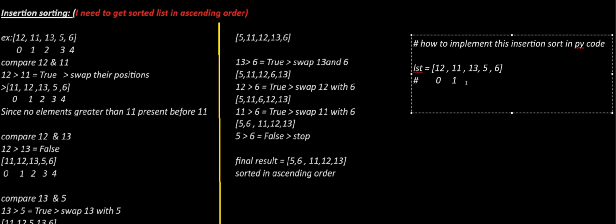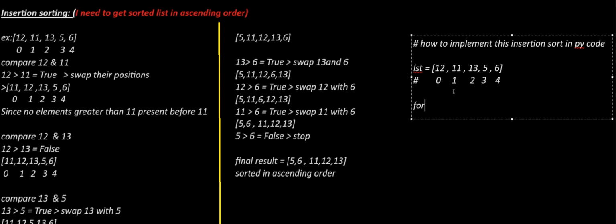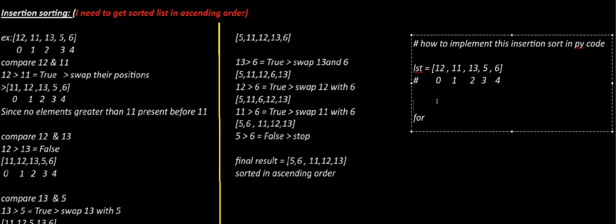12 is present at the 0th index, 11 is present at index 1, 13 is present at the 2nd index, 5 is present at the 3rd index, and 6 is present at the 4th index. So we are just picking the element based on the index from 1 till 4.